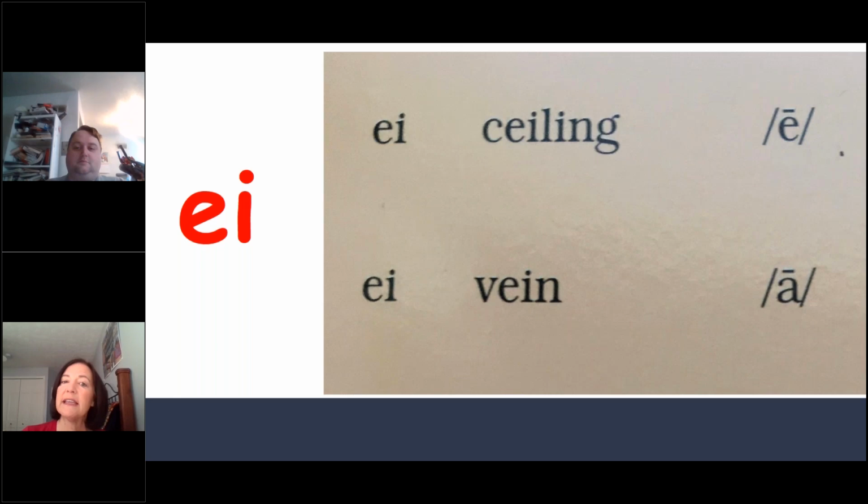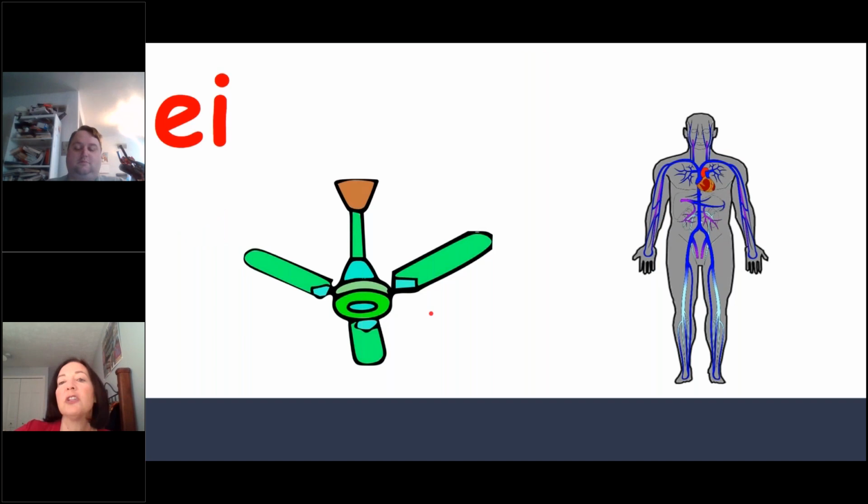It usually says E like ceiling, but A like vein is also very common. This is another one you'll probably have to use both sounds when you're learning new words. Sound card says EI ceiling E, EI vein A. Your brain should be thinking EI ceiling E, EI vein A.